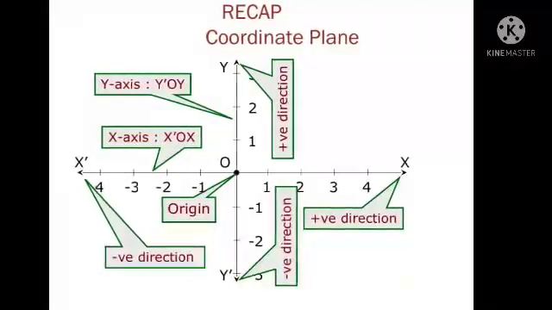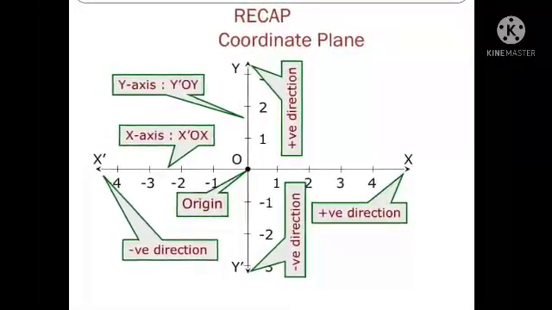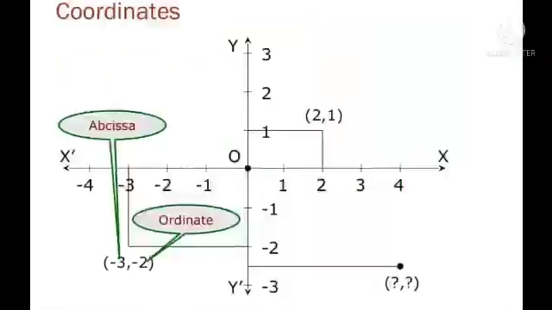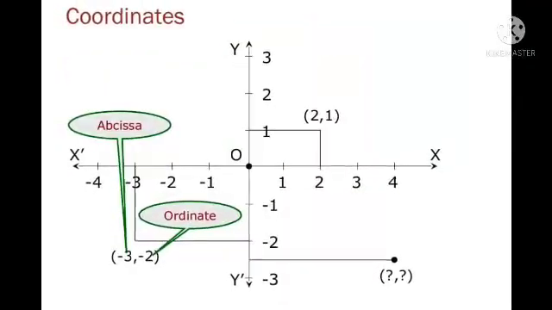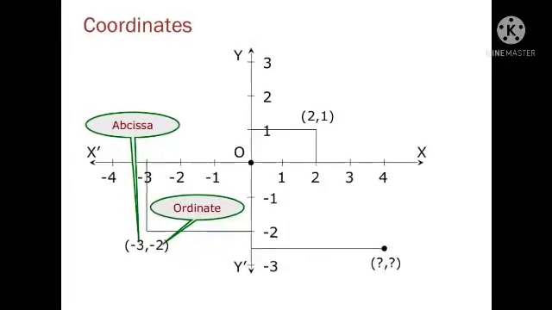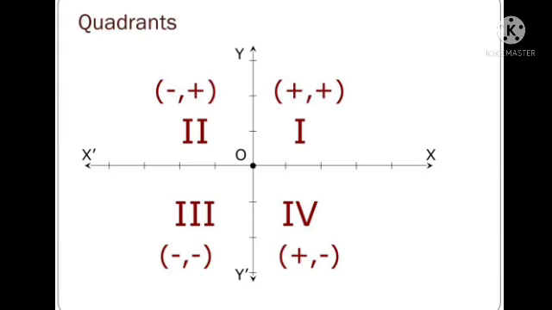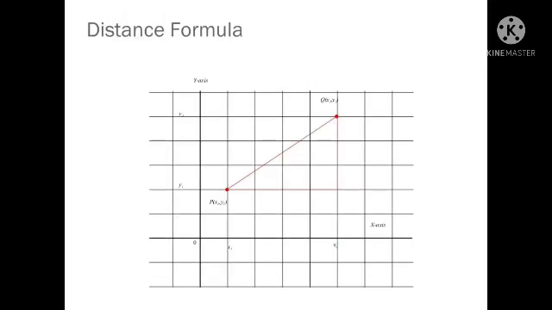This is how a coordinate plane looks. Here are the coordinates consisting of abscissa and ordinate. These are the four quadrants of the coordinate plane. The distance formula is showcased like this.